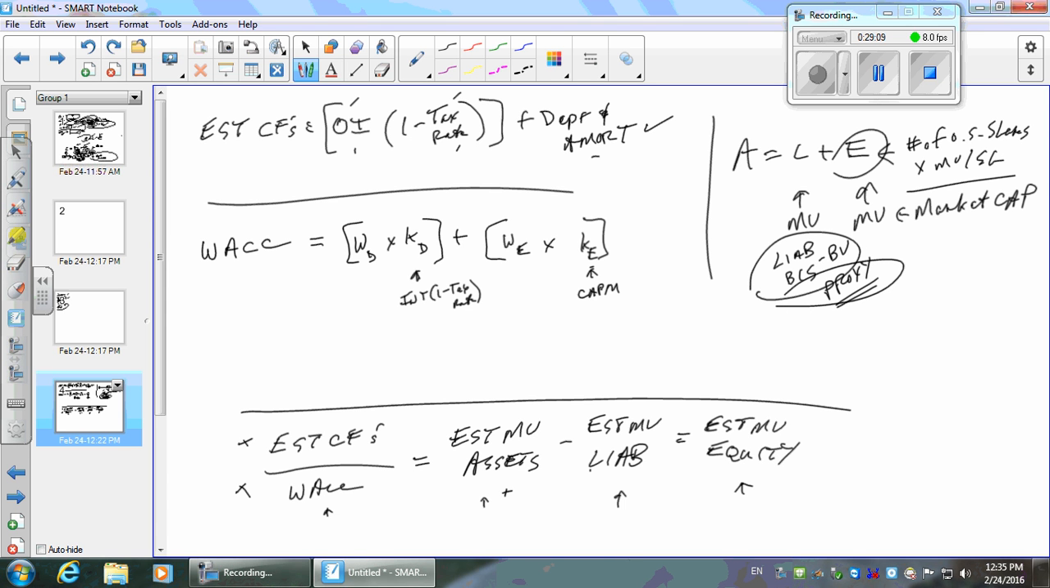So what do I have on the assets? I have the market value of the assets. So don't use the book value of the equity. That's the thing that people screw up a lot. It makes your weights wrong.